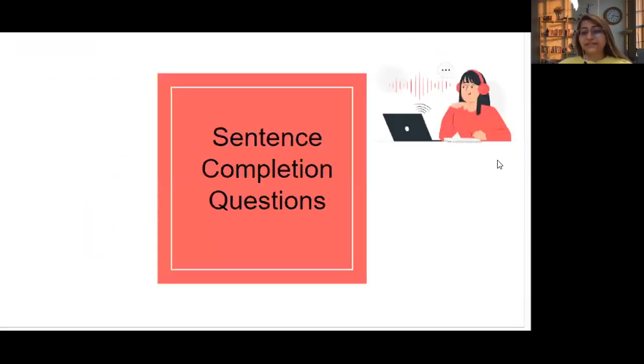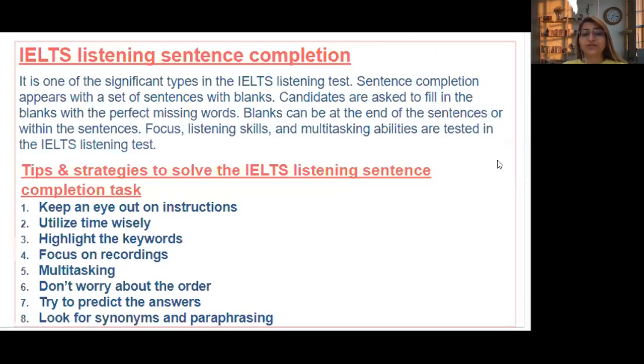Now let's look at sentence completion. What is sentence completion? Sentence completion is one of the important types and it appears with a set of sentences with blanks. Candidates are asked to fill in the blanks with the perfect missing words. Blanks can be at the end of sentences or within the sentences.